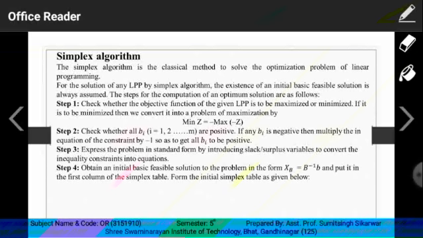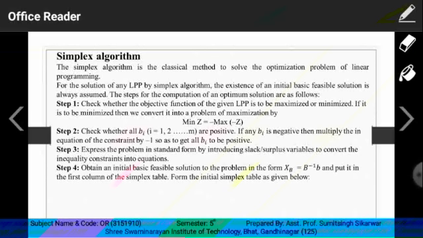In the first step, we check whether the objective function of the given LPP is to be maximized or minimized. Now, if it is a case of minimization, then we need to convert it into a problem of maximization. So we can write minimization of Z is equal to minus of maximization of minus Z.